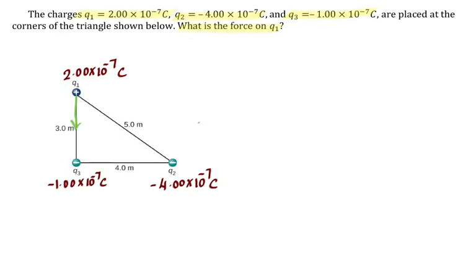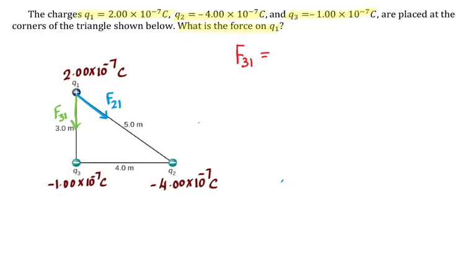So because of Q3, which is a negative charge, Q1 is a positive charge, so it will attract Q1, so the force will be downwards, that is F31, and Q2 is also going to attract it because Q2 is negative and Q1 is positive. Let's name that as F21. So now we have got two forces, F31 and F21, acting on Q1.